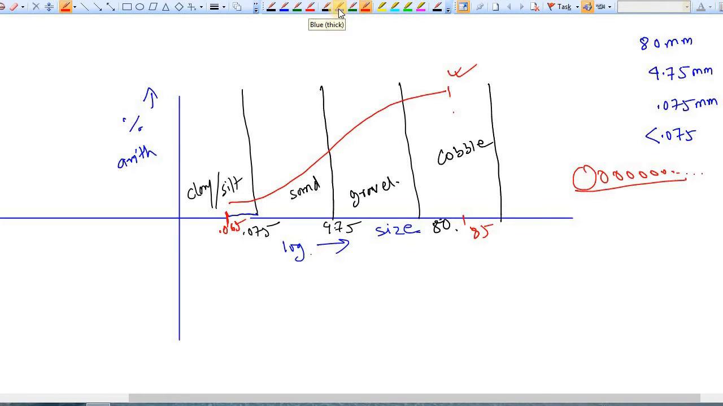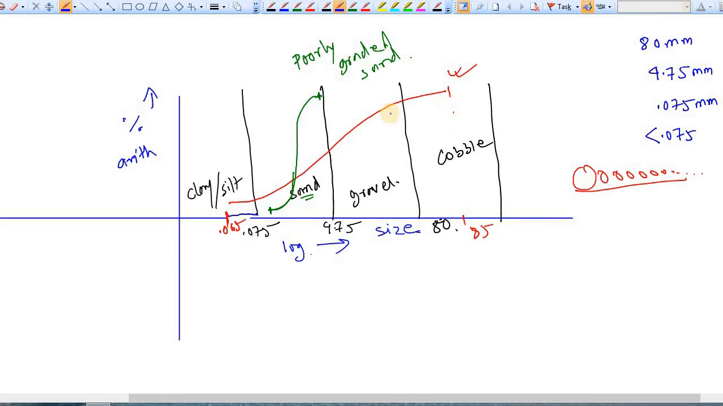Now let's take another curve. What is the nature of this curve? Here you can say that the size only varies from, let's say, 0.075 to 0.45, and it is totally within this sand zone. So we can say that this is poorly graded sand. Poorly graded sand.